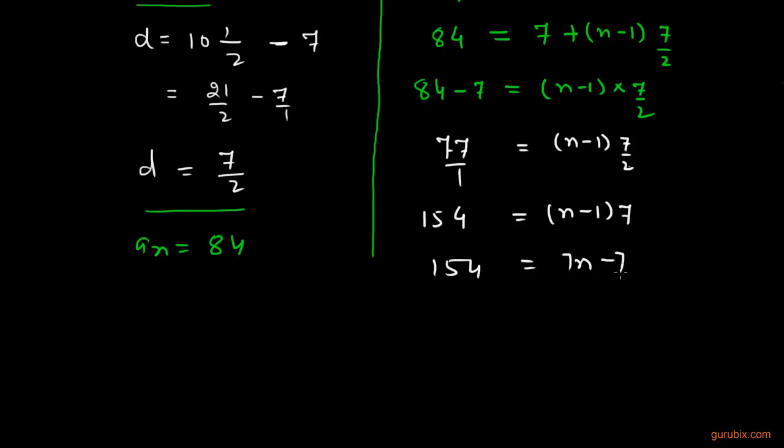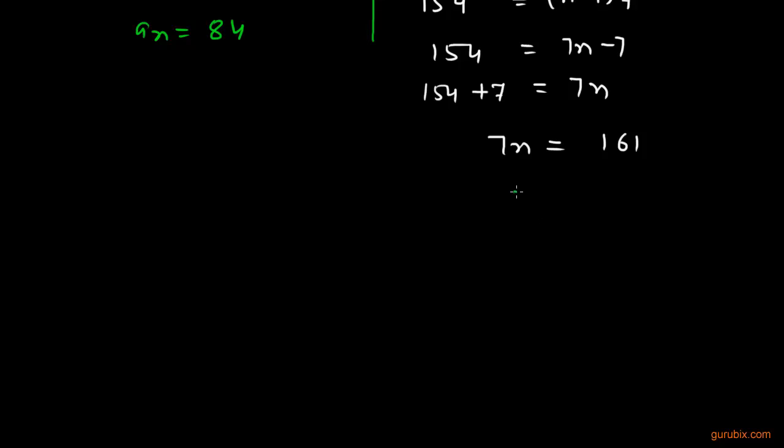Now we shall take this minus 7 to this side, then it will be positive 7, 154, this is 7n. So 7n is equal to 161. Therefore the value of n is 23.